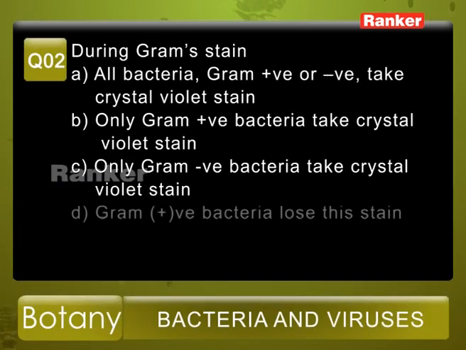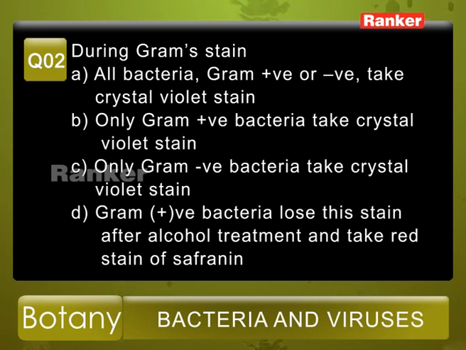Question number 2. During Gram staining, the given options: A. All bacteria, gram positive or negative, take crystal violet stain. Option B. Only gram positive bacteria take crystal violet stain. Option C. Only gram negative bacteria take crystal violet stain. And option D. Gram positive bacteria lose this stain after alcohol treatment and take red stain of safranin.